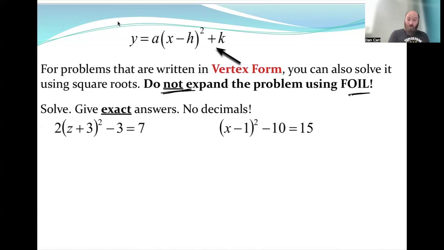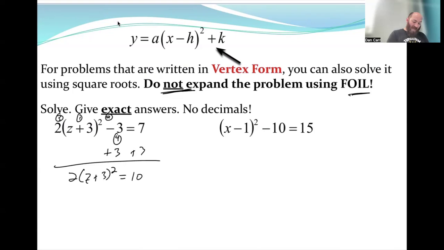When I look at this one, for example, my order of operations is added by 3, raised to the second power, multiplied, and then subtracted by 4. If that's my normal order of operations, 1, 2, 3, 4 in that order, I'm going to undo those going the opposite direction. So I'm going to first undo the subtraction on both sides. So 2 times z plus 3 squared is equal to 10. Now I can divide both sides by 2, so that z plus 3 squared is equal to 5.